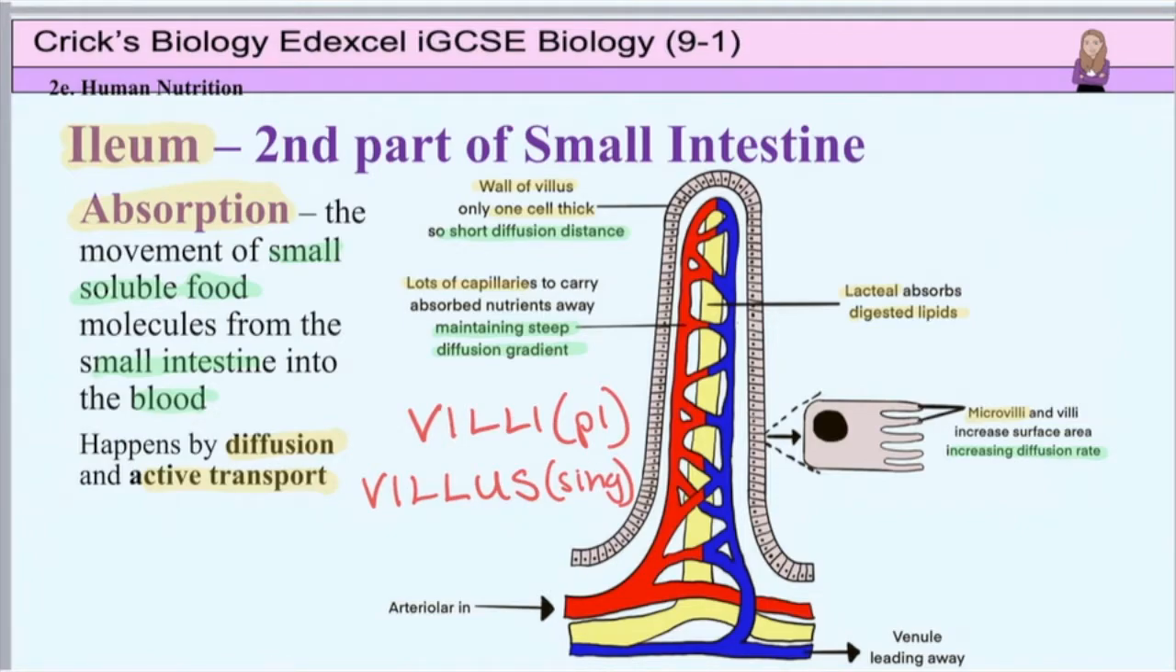Once the food molecules have been absorbed, they are used in assimilation. Assimilation is the movement of digested food molecules into the cells of the body where they are used. For example, glucose is used in respiration to provide energy, and amino acids are used to build new proteins.